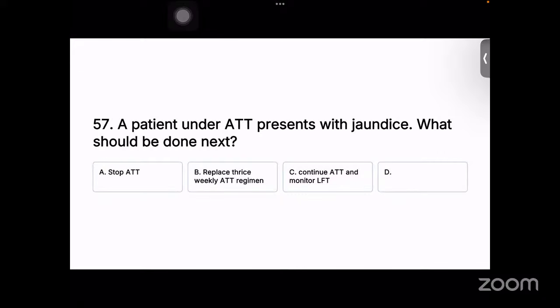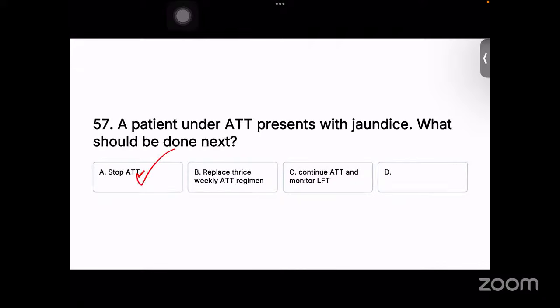So in this situation, maybe the options may not be on the right way. We have stop ATT, replace with a 3-week ATT regimen, and continue ATT and monitor LFT. So first is assessment of the severity by monitoring the LFT, then stop ATT, then replace it with the substitute regimen, then sequential reintroduction. Based on the options on the table, I would rather go for stop ATT.